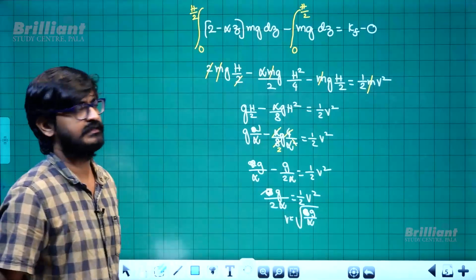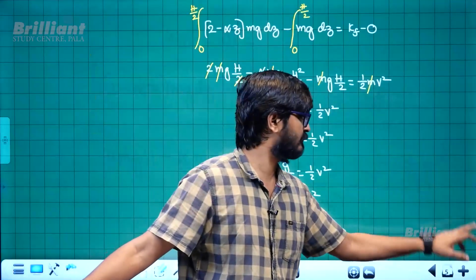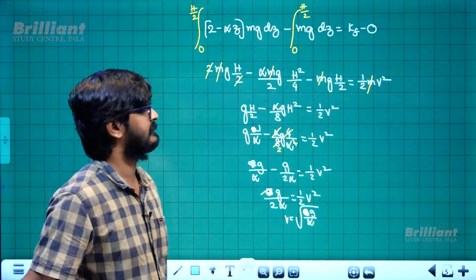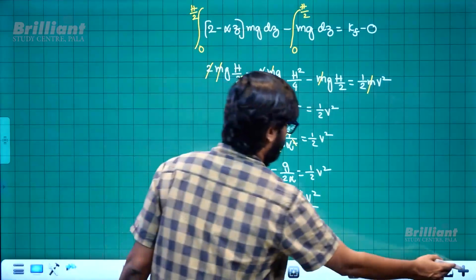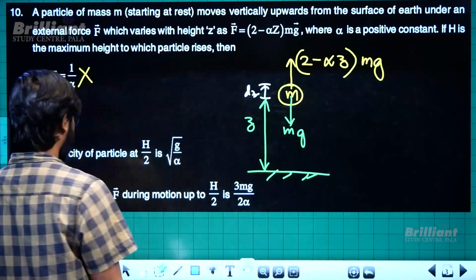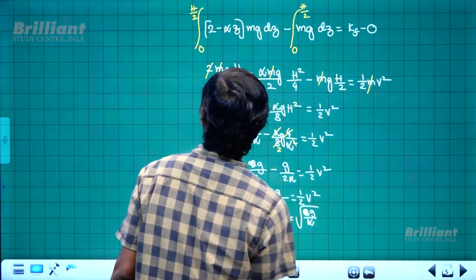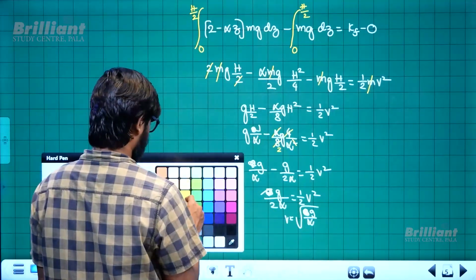Total work done equals to change in kinetic energy. The same thing we used to find the maximum height, the same thing we used to find what is the speed when the height is h by 2. Now we will be going for the last option. Last option is work done by F during the motion up to h by 2. Okay, that is this much, right?